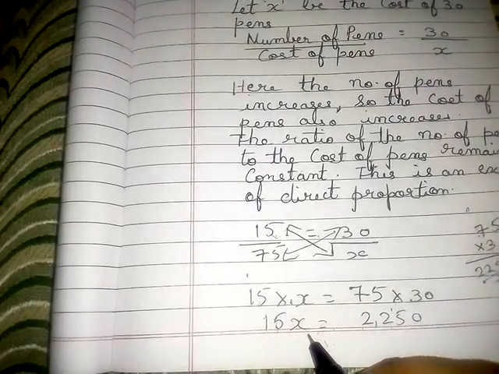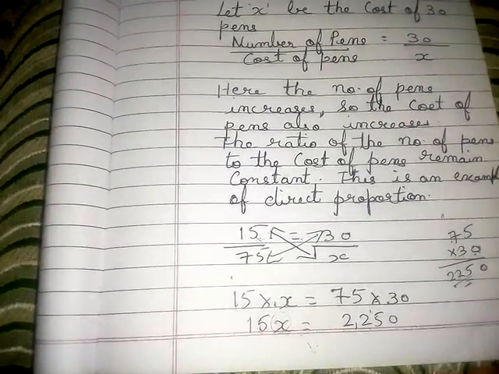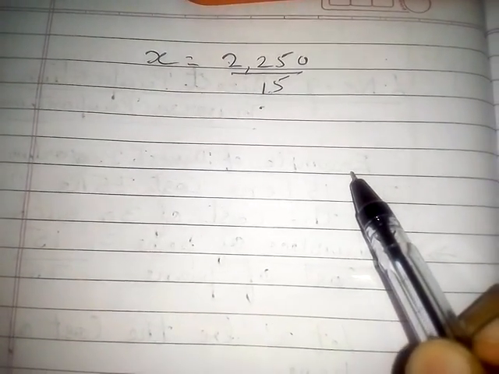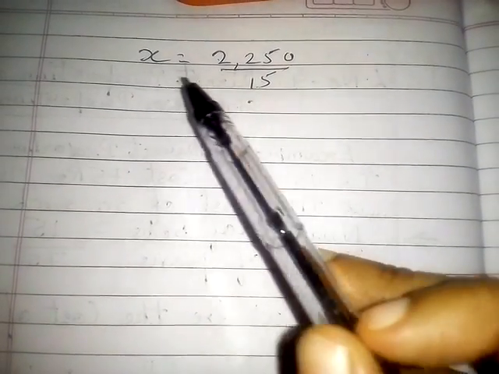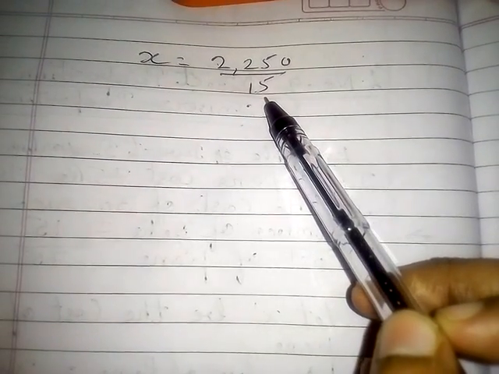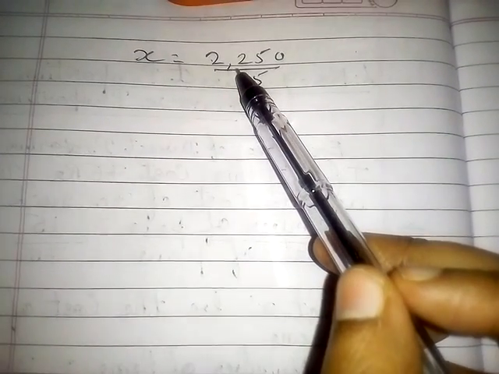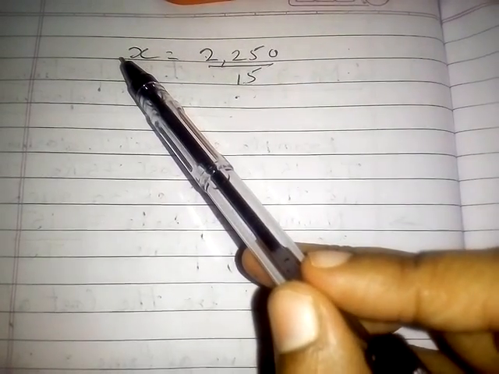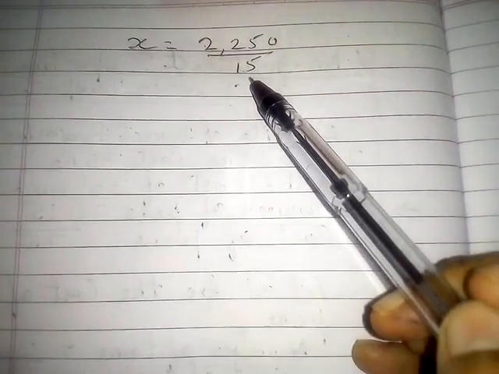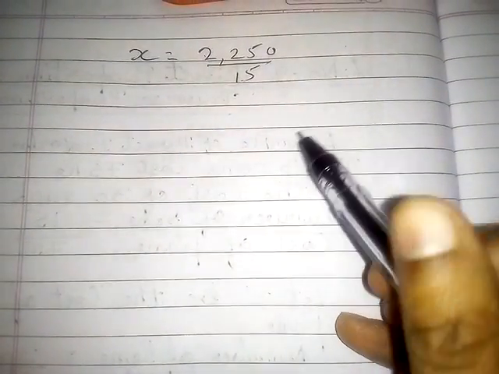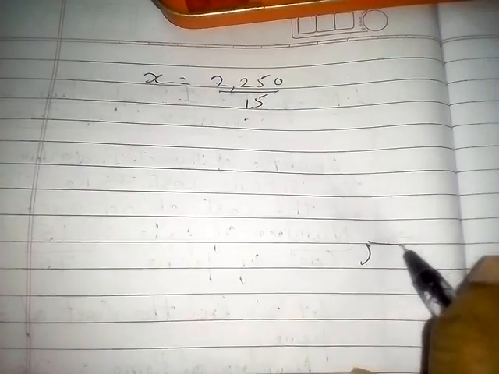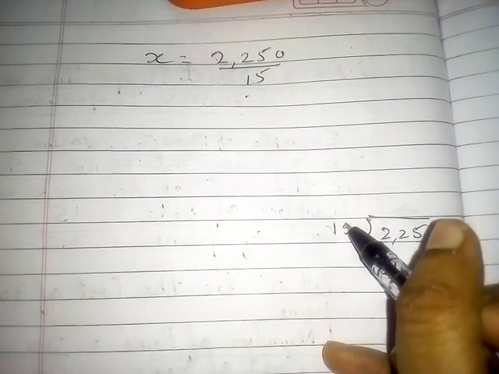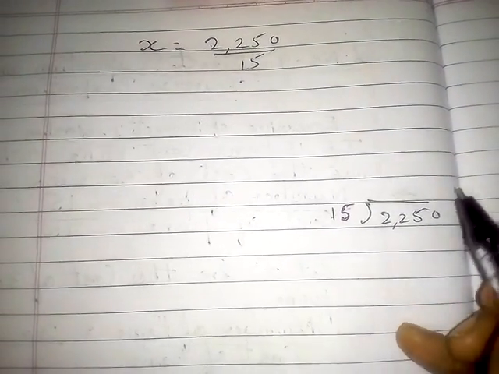So now you have to divide. You have to find the value of x. 15x is equal to 2250, which I wrote here. So now 15 you have to take to the denominator. The number on the right side, the numerator, you write as it is. When you shift 15 from the left to the right side, you have to divide it. You have to find the value of x. So divide it now.